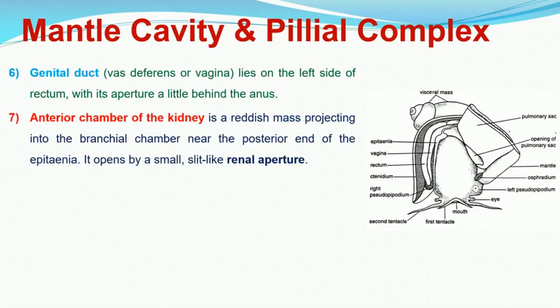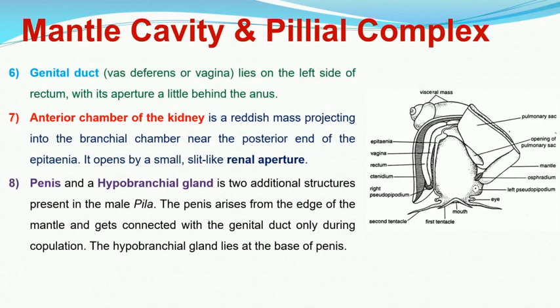The next organ or part is the anterior chamber of the kidney. Now if we see the structure of this kidney, it is reddish in color and it projects from the branchial chamber near the posterior end of the epipodium and opens by a small slit-like structure called the renal aperture.